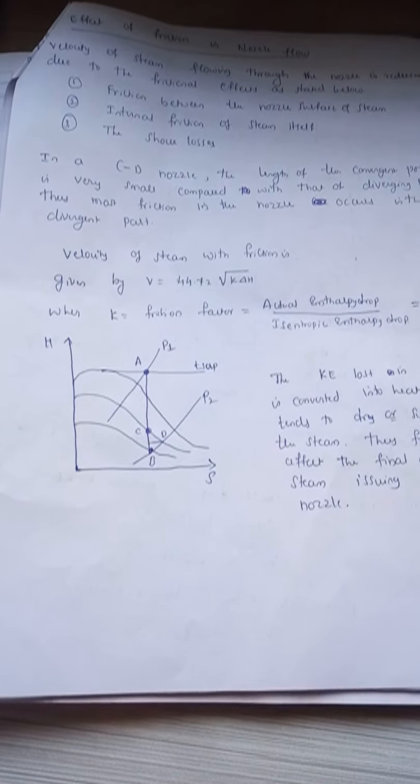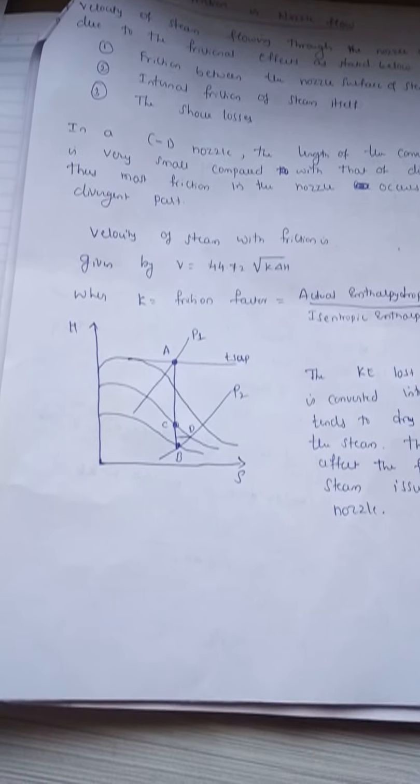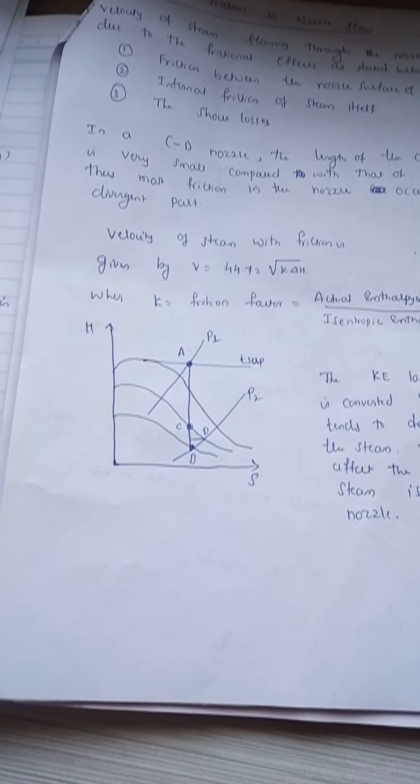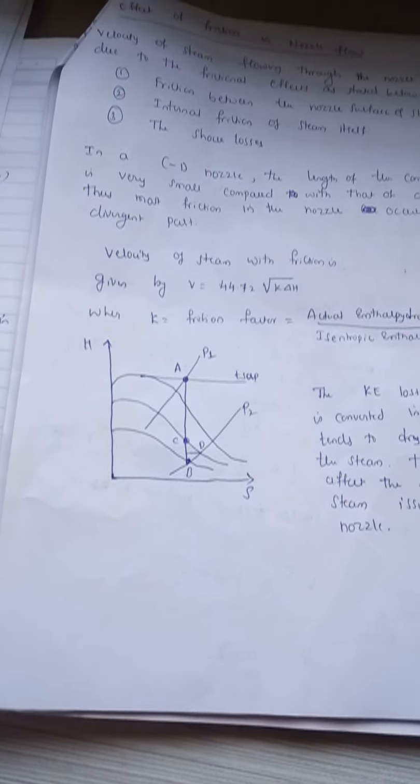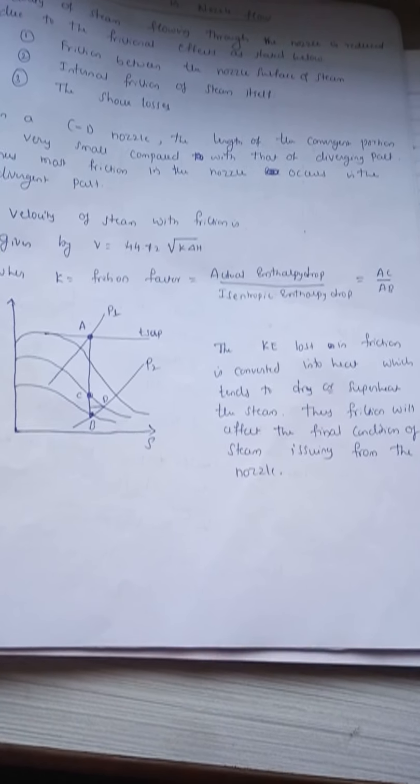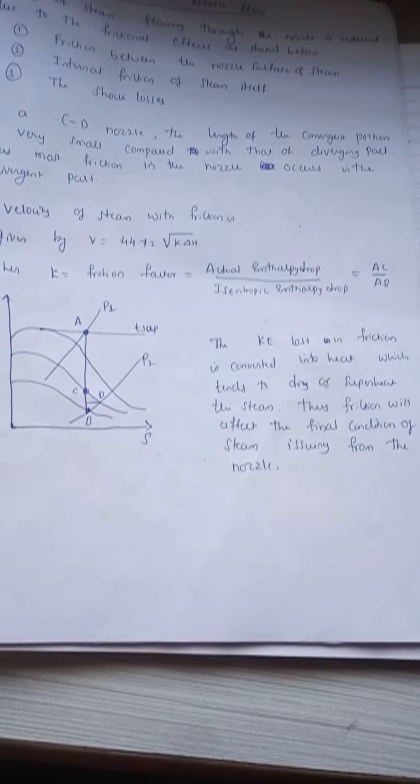So velocity of steam without friction is V is equal to 44.72 root delta H, that is the loss in the enthalpy. This derivation I am going to take in the next 2 minutes. So the K, where we are considering the friction factor, is the actual enthalpy drop to the isentropic enthalpy drop. We assume that the enthalpy drop is happening with the isentropic process, but actually it is not happening.